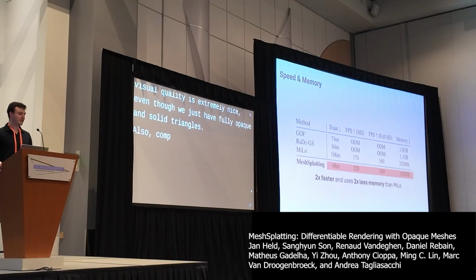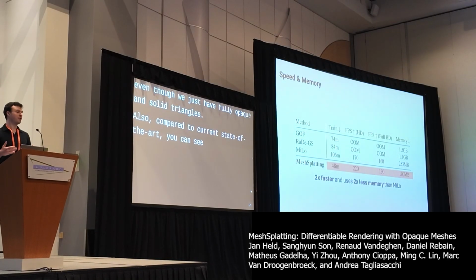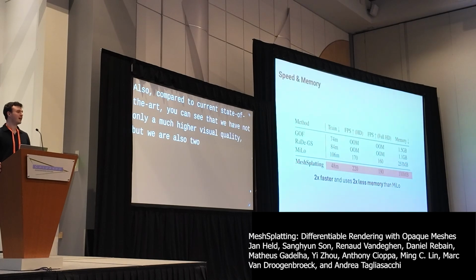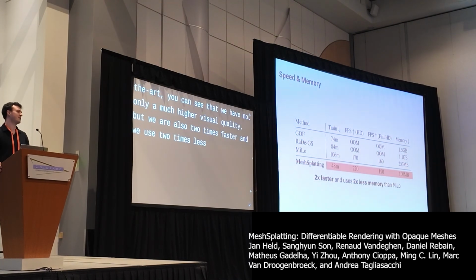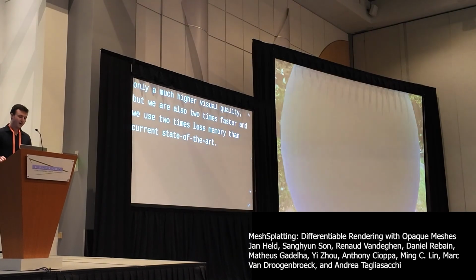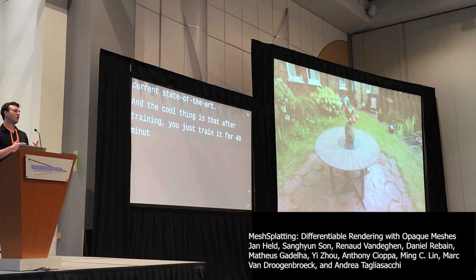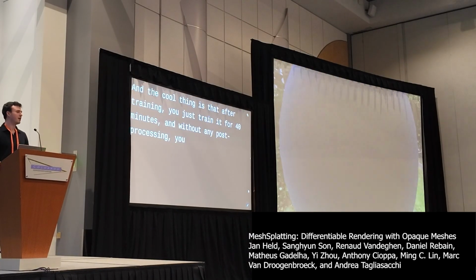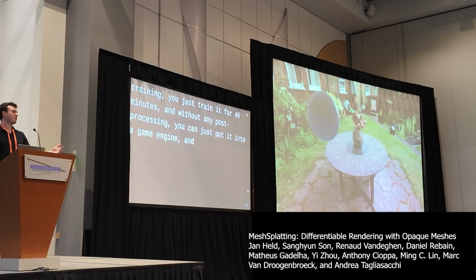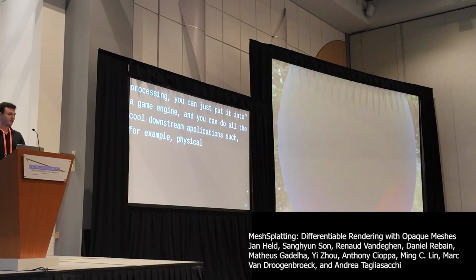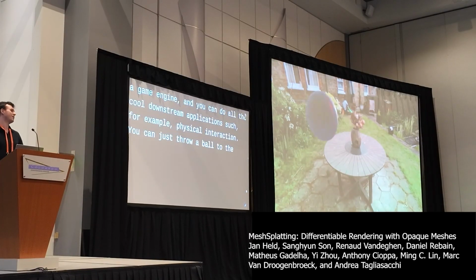Also compared to the current state of the art, you can see that we have not only a much higher visual quality, but we are also 2 times faster and use 2 times less memory. And the cool thing is that after training, which takes just 40 minutes, and without any post-processing, you can just put it into a game engine and do all the cool downstream applications, for example physical interaction. You can just throw a ball onto the table, and it will bounce back.